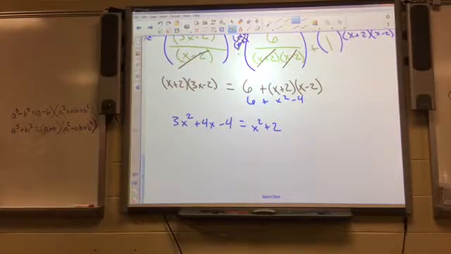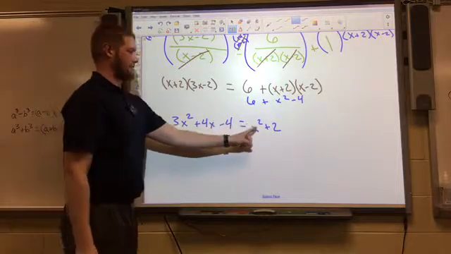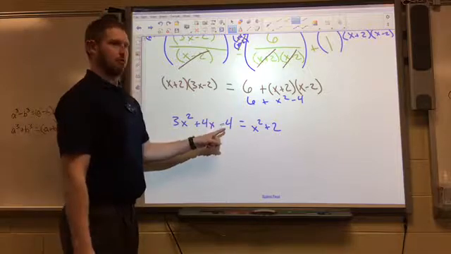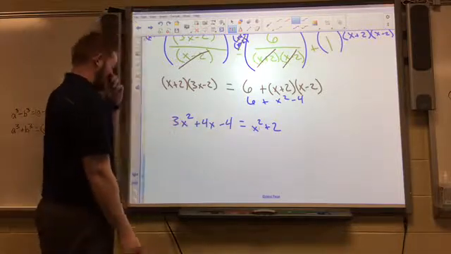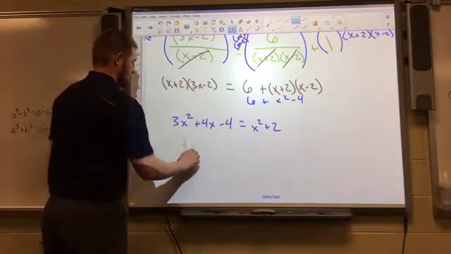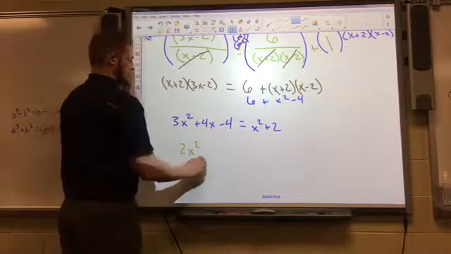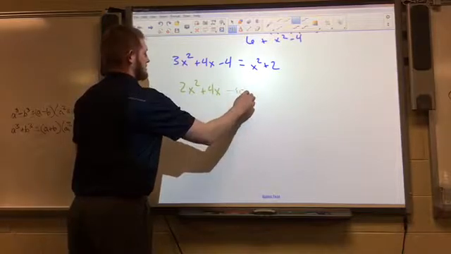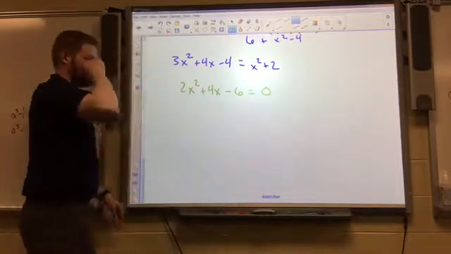Hopefully we're noticing that I have a quadratic. What do I have to do if I have a quadratic? How am I going to solve this? I got to get it equal to 0. So I need to take this x squared and move it left, and I need to take this 2 and move it left also. So when I bring this x squared over here, I get 2x squared plus 4x minus 6 equals 0.